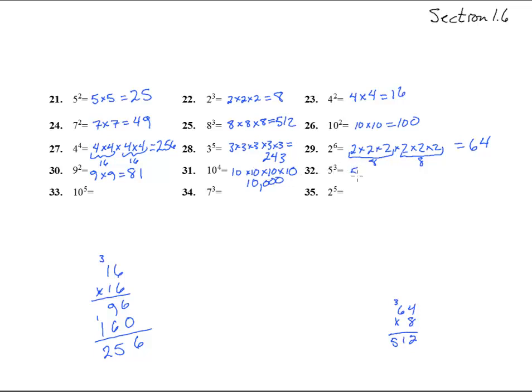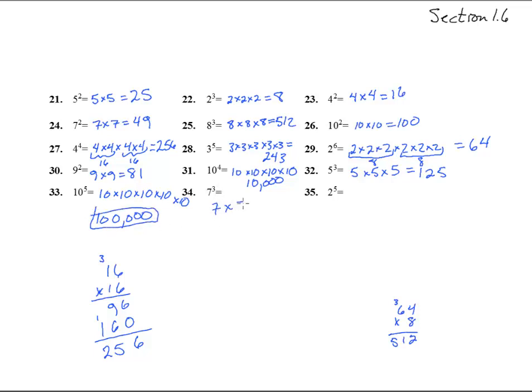5 to the third, that's 5 times 5 times 5. 3 of them put together there. 5 times 5 is 25, times 5 is 125. 10 to the fifth. 10 times 10 times 10 times 10 times 10. Well, every time we times by 10, we add another 0, so this is going to have 5 zeros in it. I like that one.